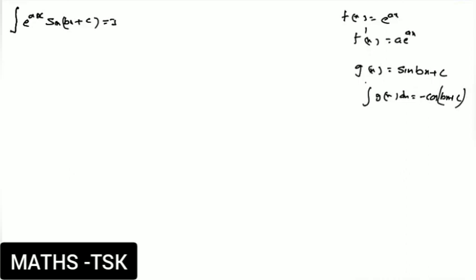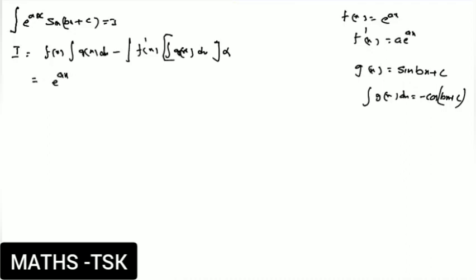Okay. Now what I get, I is f of x integration of g of x dx minus integration of f dash of x integration of g of x dx whole dx. Right. So this integration I can be written as f of x is e power ax, and integration of g of x is minus cos of bx plus c by b.